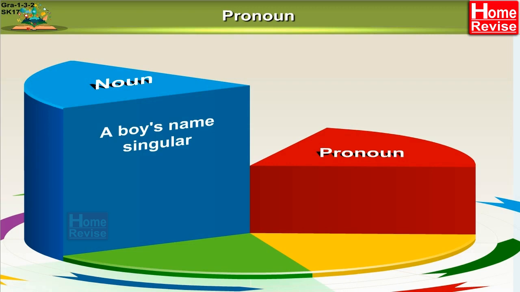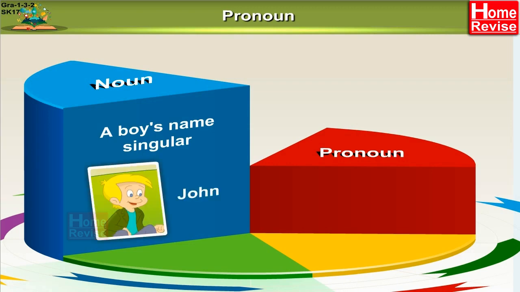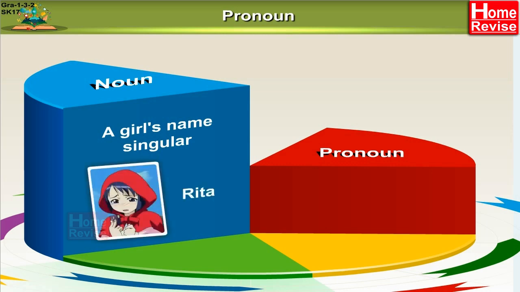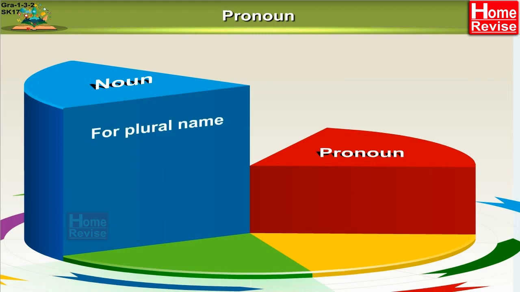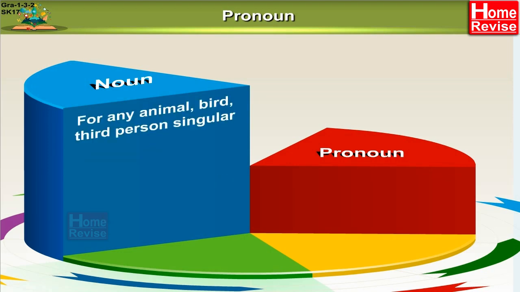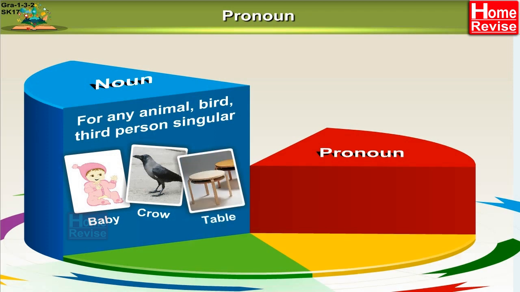For a boy's name, singular, example John, we can use the pronoun he. For a girl's name, singular, example Rita, you can say she. For a plural name, example people, we can use the pronoun they. For any animal, bird, or thing, third person singular, say baby, crow, a table, we can use the pronoun it.